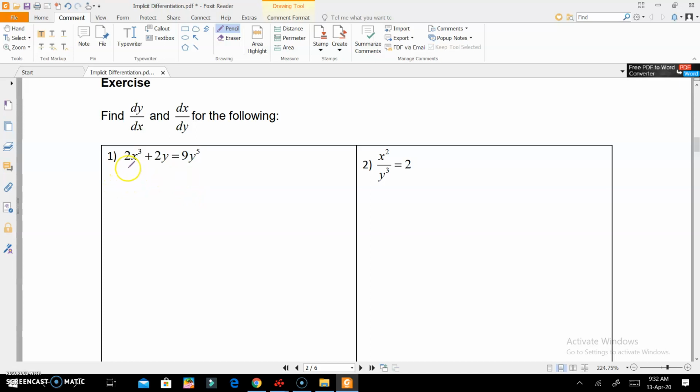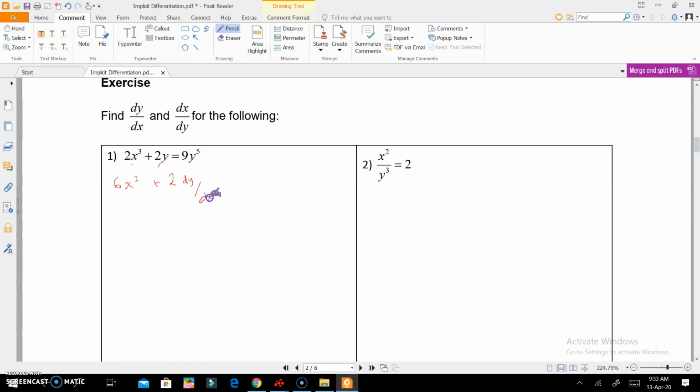Let me try to do the first example here. If you see here, you also have two variables, x and y. You have x here, and you have y here. So basically, you need to apply the implicit differentiation techniques. If we differentiate 2x cubed, you are going to get 6x to the power of 2. If you differentiate 2y, we are going to get 2, but since we're dealing with y, you need to put dy dx at the back of it.